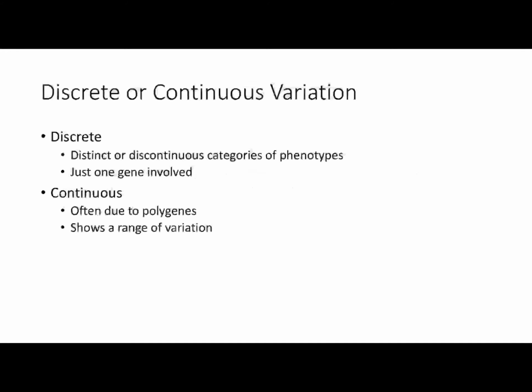Whereas continuous variation involves several genes that all code for the same characteristic. And because you can have these genes that are dominant or recessive for any of them, they show quite a range of different variation. So continuous variation is what we're going to be looking at with polygenic inheritance.